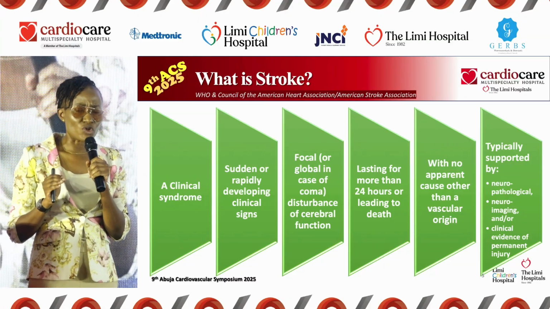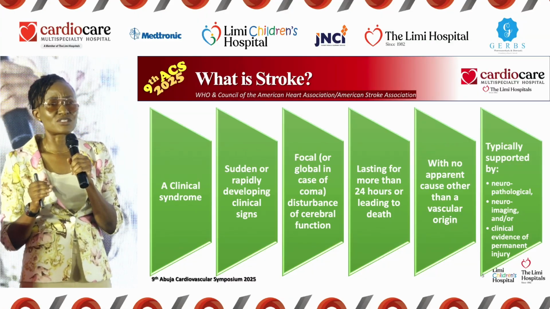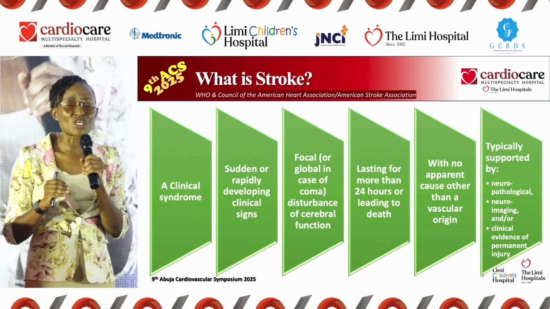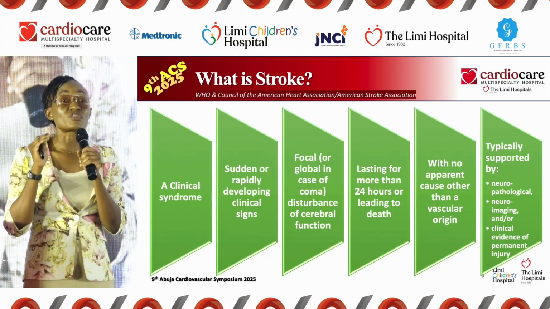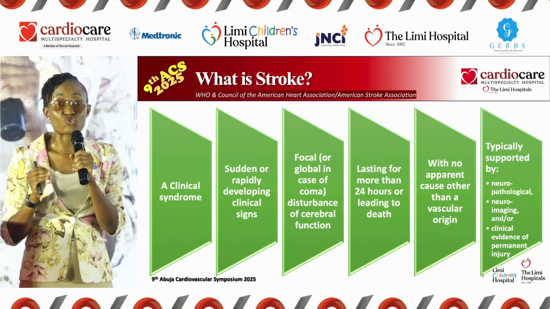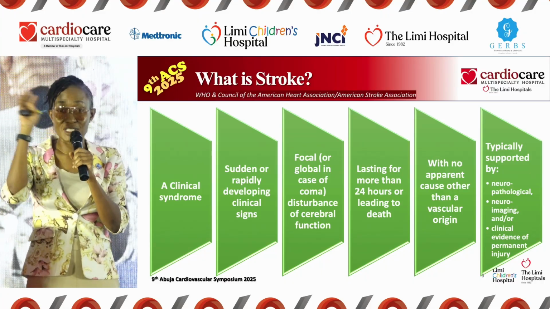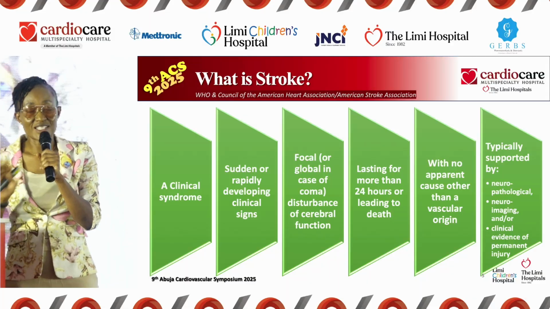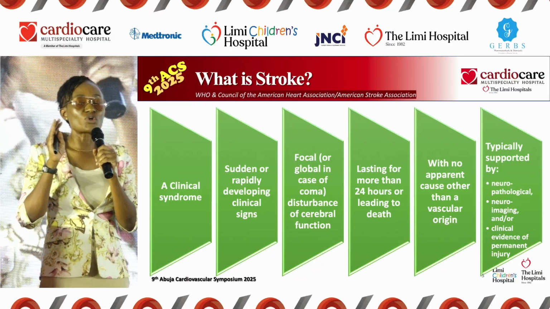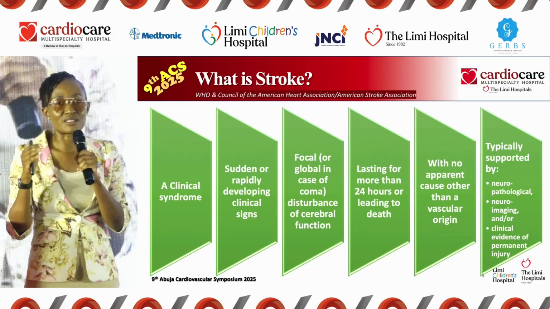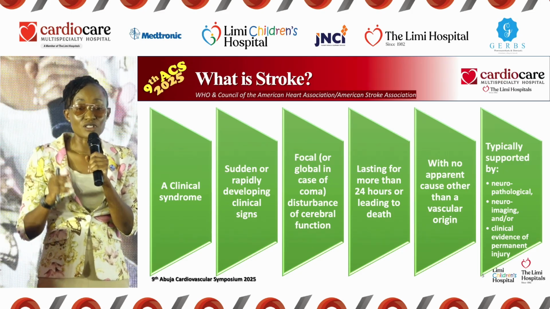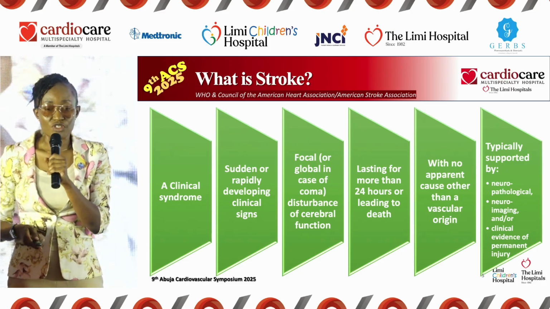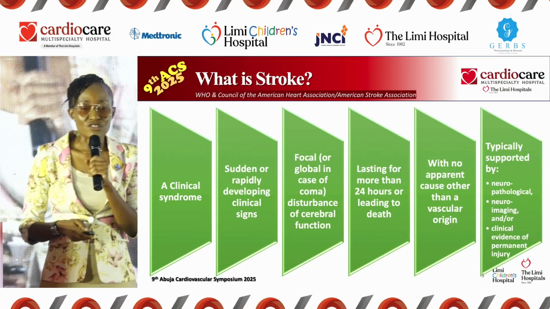Now, very important that you recognize that it's not just the signs and symptoms. We need neuroimaging to say that actually, yes, there is a stroke. Fine, stroke is a clinical diagnosis, all right? Let's not get that wrong. But when we want to differentiate between ischemic and hemorrhagic, for example, we definitely will be needing neuroimaging for that. And then evidence of permanent injury.